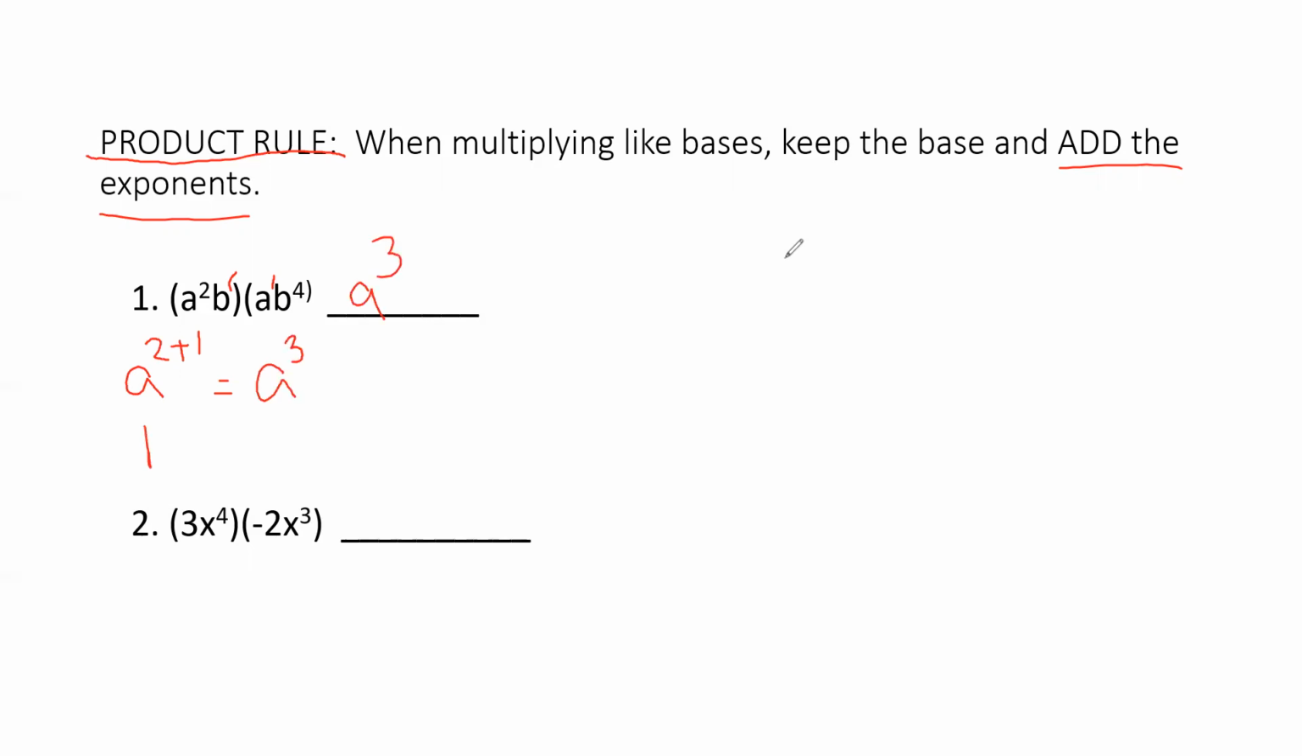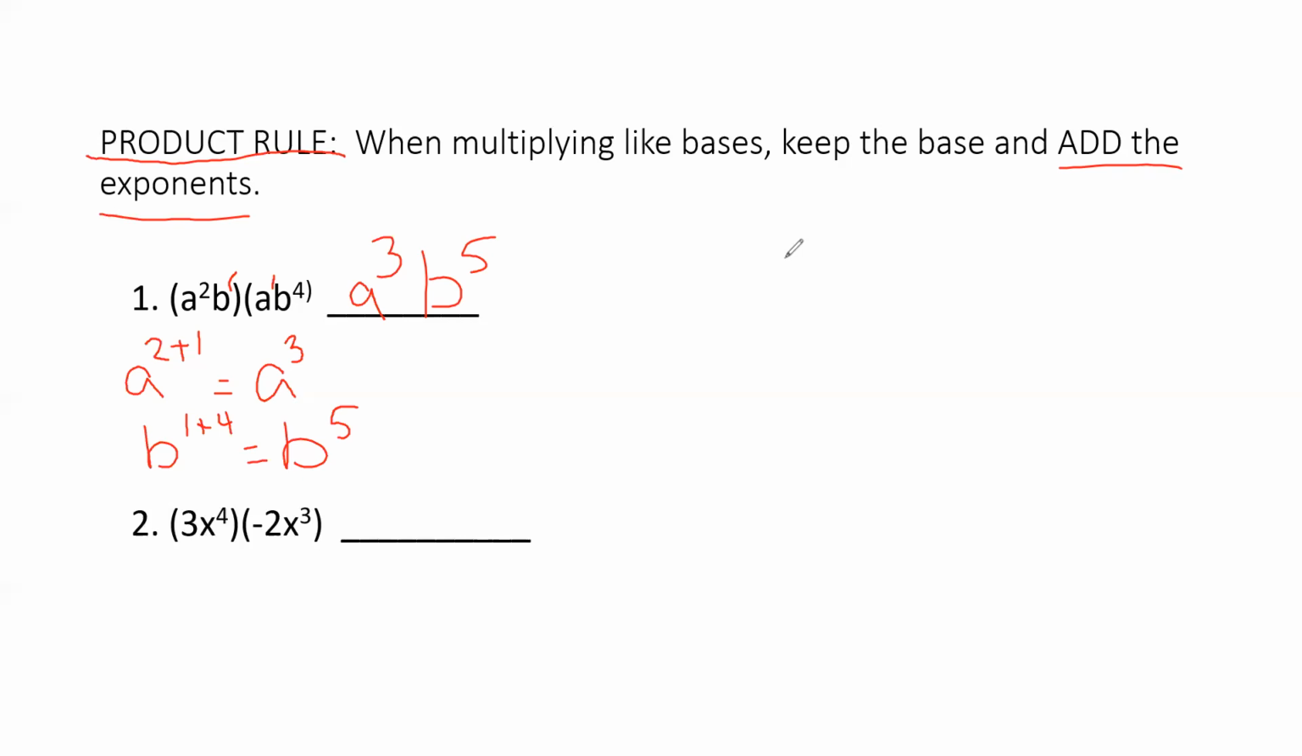Now do the same thing for the b. I have 1 plus 4, so b to the fifth, and that's your answer. Now, when you have regular numbers, you multiply them like regular. Two parentheses next to each other just means multiplication. So let's multiply the numbers.